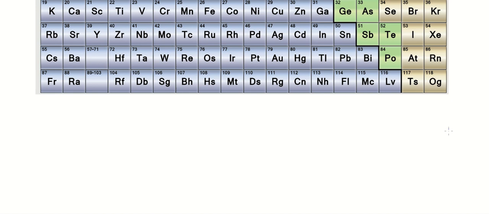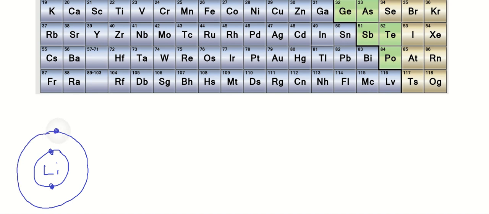So lithium, being number 3, is going to have 3 electrons. It's going to have 2 electrons in its 1s orbital. Right? And they're not in orbits like this, as you know. And it has 1 valence electron in the 2s orbital.